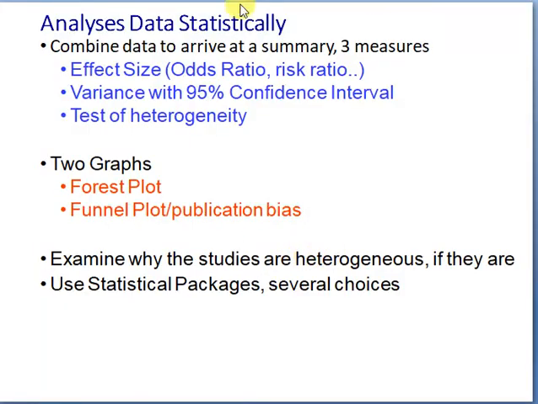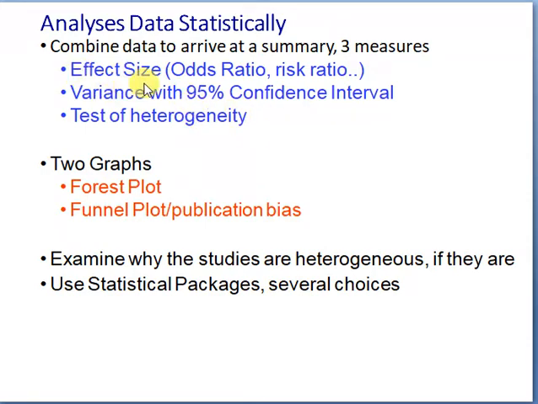Then analyze data statistically. We can combine data to arrive at the summary by using three methods or techniques. The first one is effect size. The effect size can be odds ratio, risk ratio, or hazard ratio for the final summary or the final presentation. The other one is variance, with the 95% confidence interval. Then a test of heterogeneity has to be done statistically.